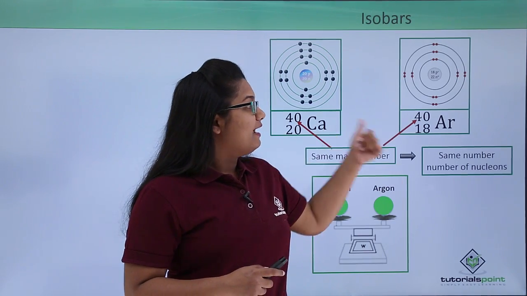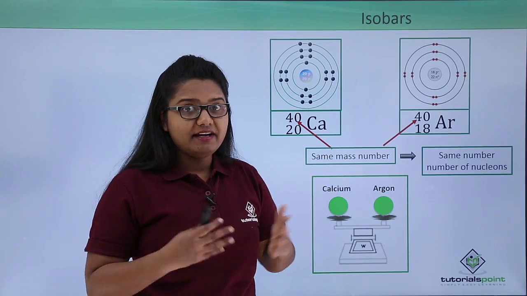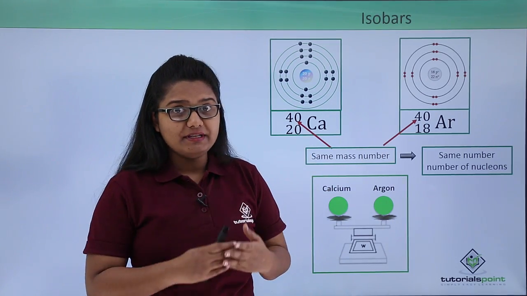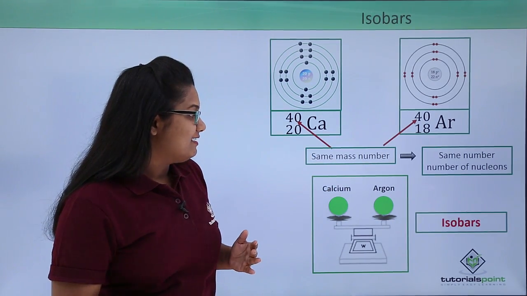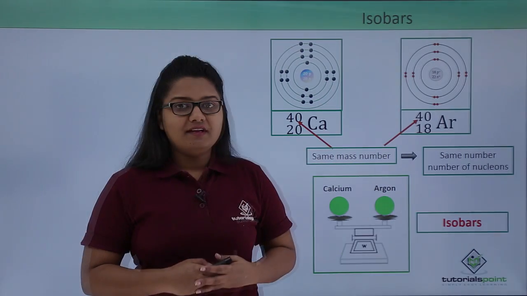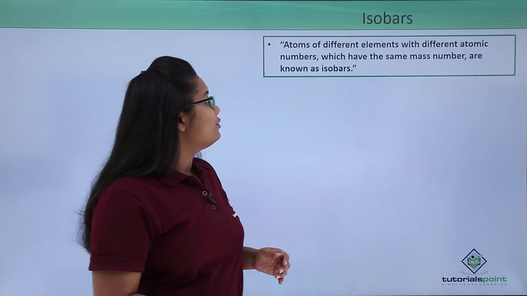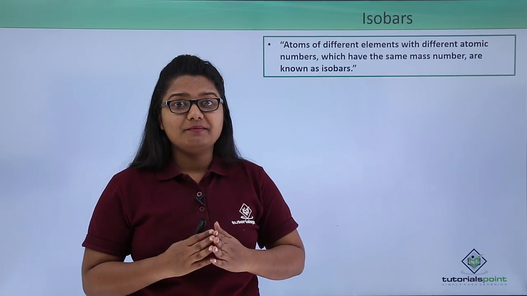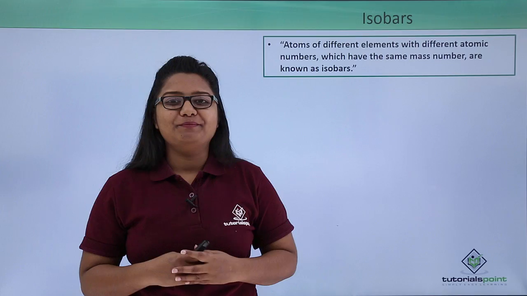Now, this pair of atoms of different elements with the same mass number but different atomic numbers are termed as isobars. So we define isobars as the atoms of different elements with different atomic numbers but the same mass numbers.